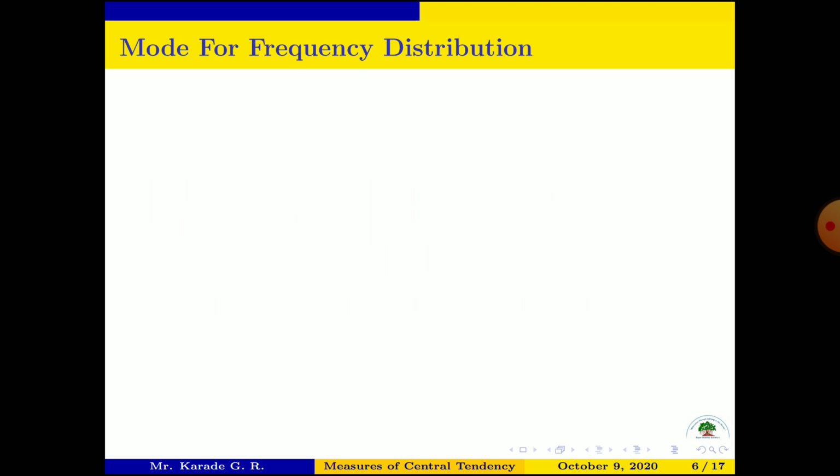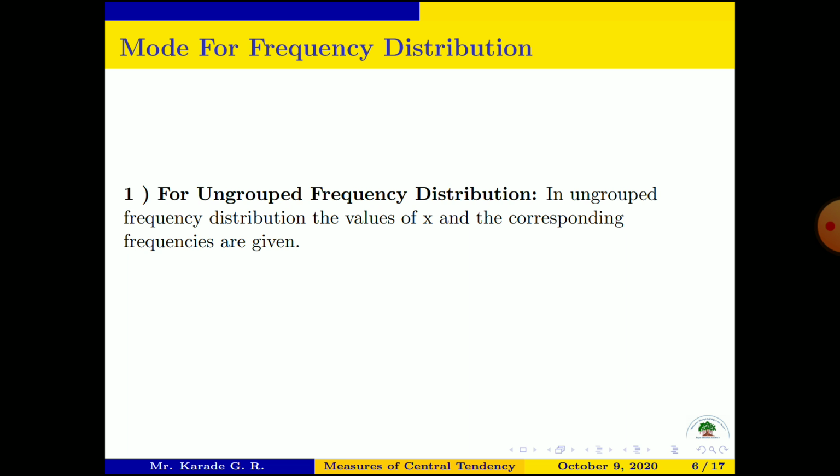Now, mode for frequency distribution. Suppose we have a data with the given frequencies of each number, then how to find the mode, that we will see now. For ungrouped frequency distribution, the values of x and the corresponding frequencies are given.